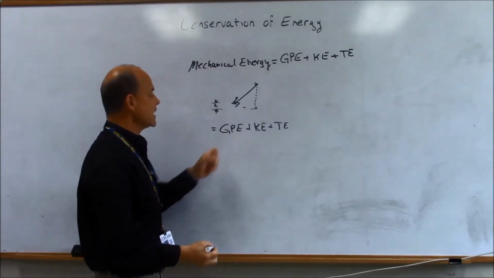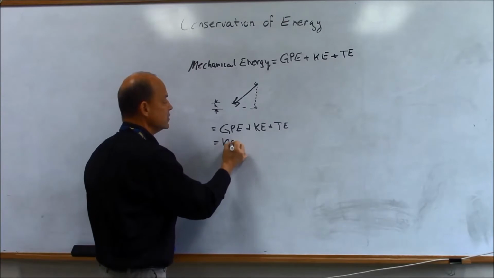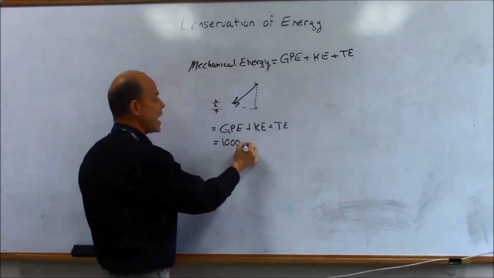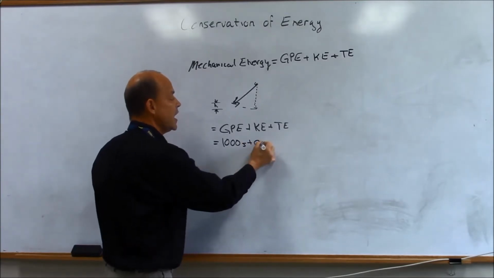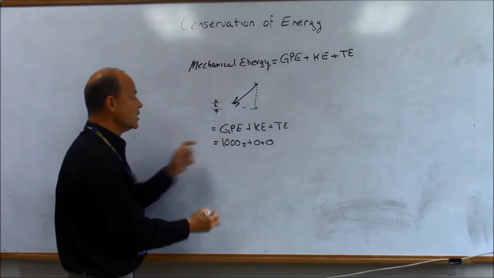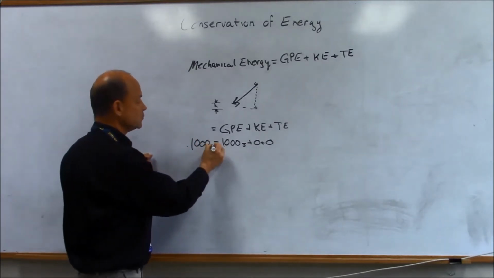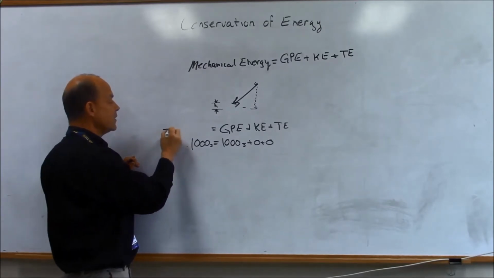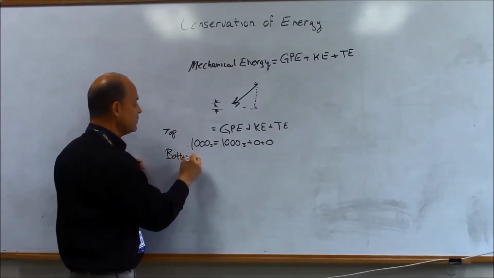Let's say in this example that all of our energy is in gravitational potential energy. We're at the back of the swing. It's 1,000 joules. We're at the back of the swing, so there is no kinetic energy, and we haven't lost any energy in the system through heat. So the total mechanical energy in the system is 1,000 joules, right? So this is at the top of the swing.